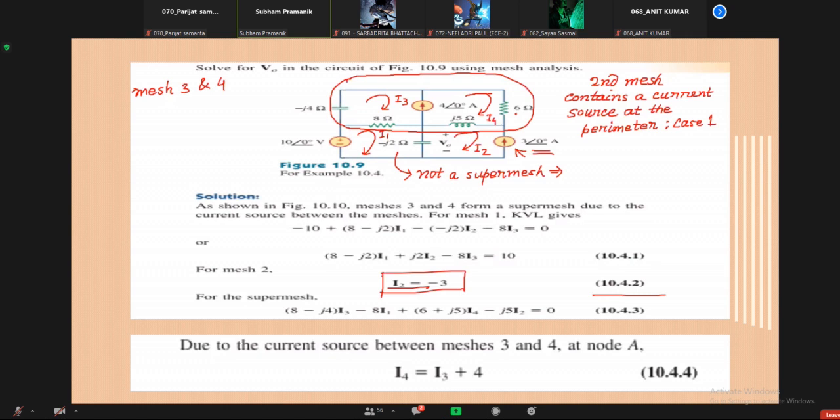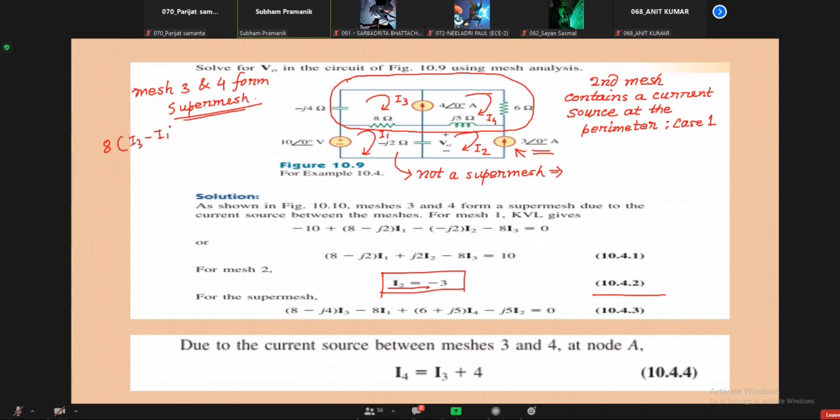Through 6, I4 is flowing. Through 8 ohm, I3 minus I1 is flowing. So let's write: mesh 3 and 4 form a super mesh. So the super mesh equation, what will that be? Let's start with this 8, multiplied by what? I3 minus I1. Then 2 minus j4, only I3 is flowing. Through this 6 ohm, only I4 is flowing.